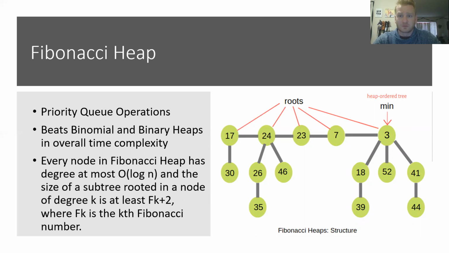The Fibonacci numbers were applied to it after the theory was put into practice, because they realized, actually, the last part of that bottom bullet, that the size of a subtree rooted in any node of degree k is at least Fibonacci number k plus 2, where obviously F of k is the kth Fibonacci number.